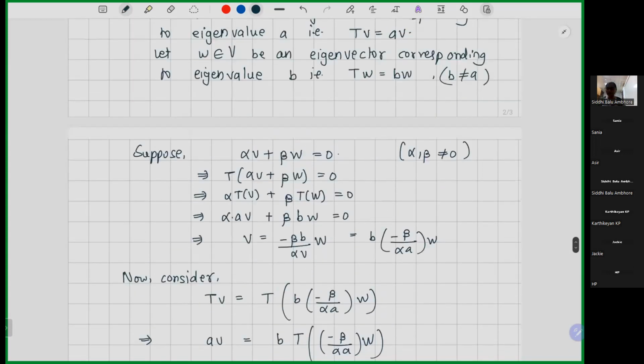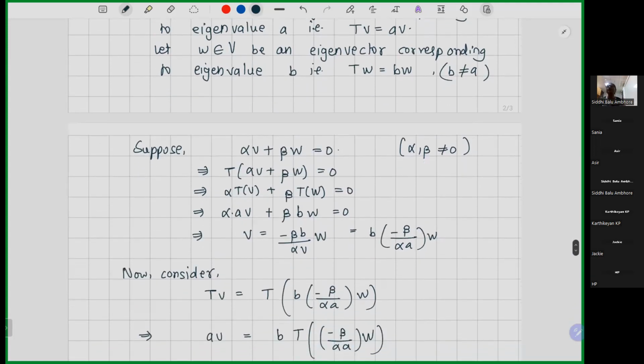So what I did here was I started with two eigenvectors corresponding to distinct eigenvalues. And if at all there exists such a linear combination of them with both the scalars non-zero, because if this is a non-zero linear combination, both of them have to be non-zero. If one is zero, for example, without loss of generality alpha is zero, then beta w is zero, and w is non-zero, so beta is zero. So both alpha and beta will be zero. So if one of them is non-zero, the other has to be non-zero.